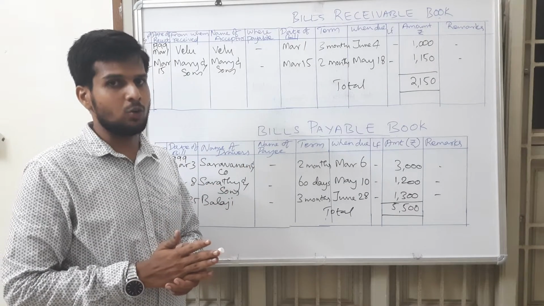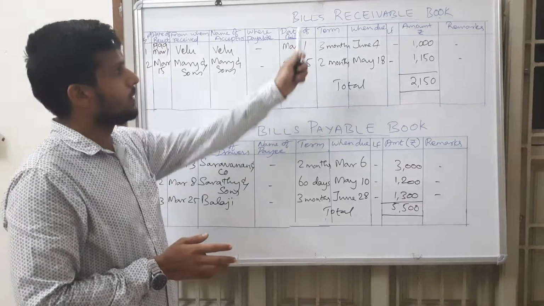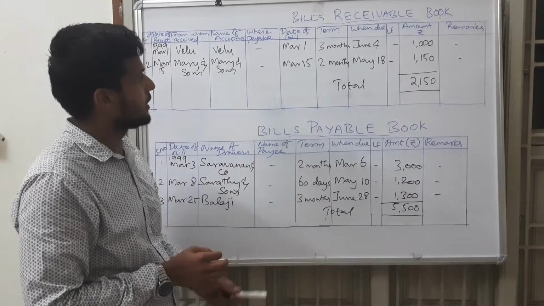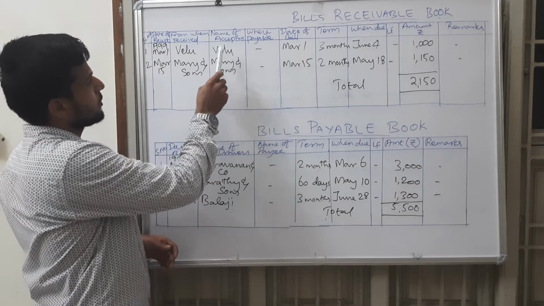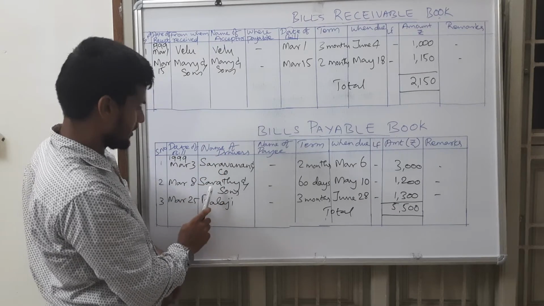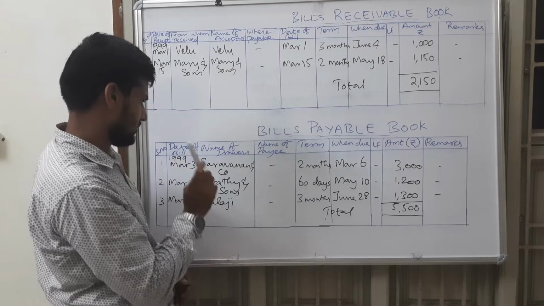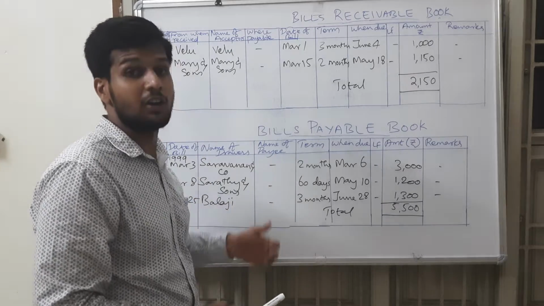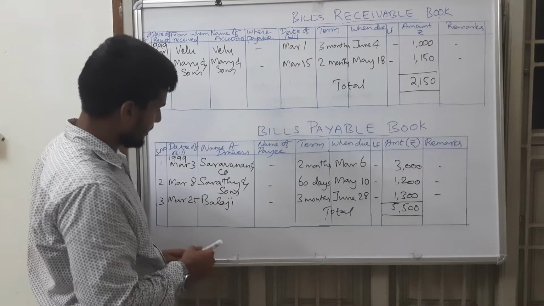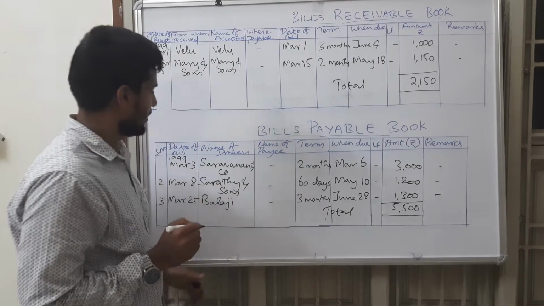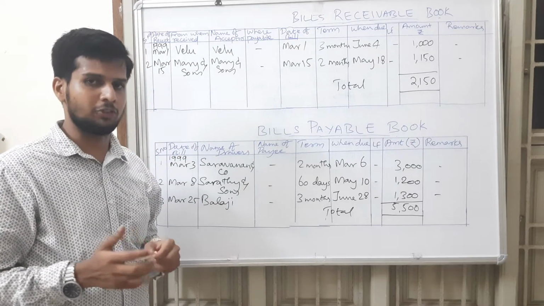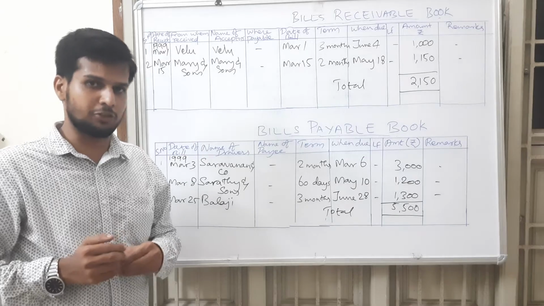So in the ledger accounts, the accounts to be prepared are the bills receivable account, the bills payable account, and next Velu account, Mary and Sons account, Saravanan and Co account, Sarathi and Sons and Balaji account. So these ledger accounts must be prepared, and let's see how the items must be shown.